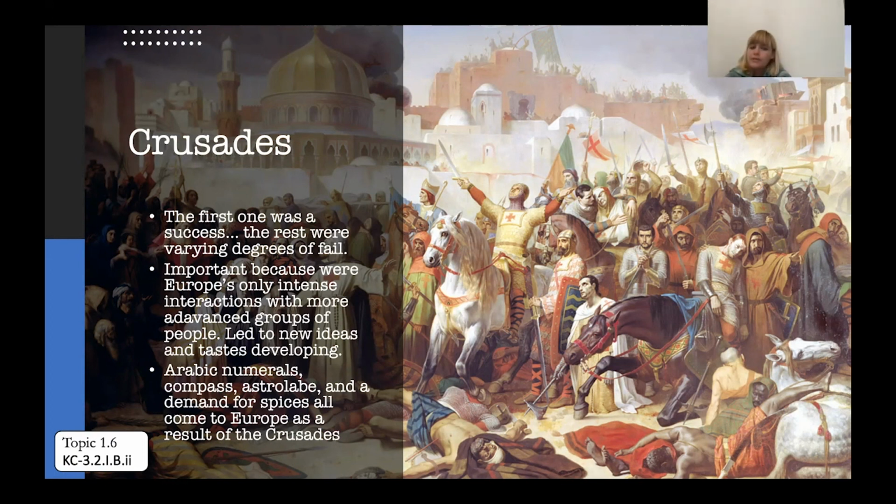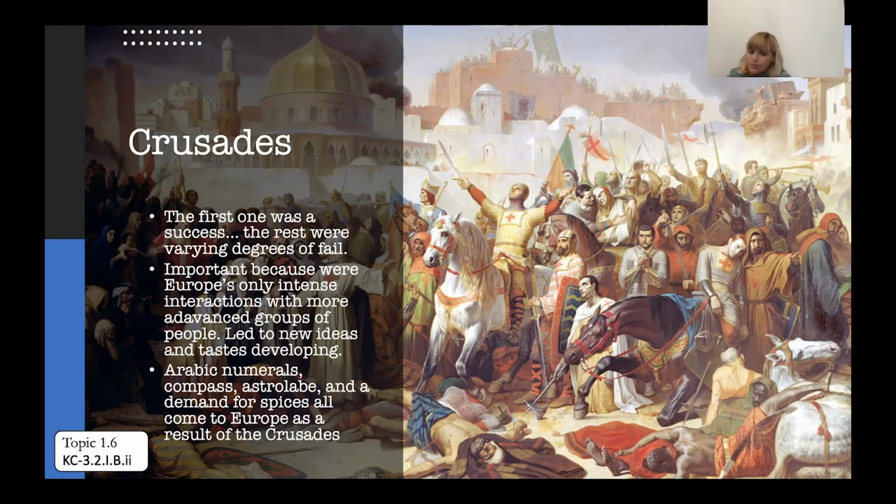But what you do need to know is that this is really important because for the first time, Europe is going to figure out that they're far behind. And there's a lot of cool stuff coming out of Asia and Africa and the Middle East. And Europe wants a piece of that pie, okay? So what's going to happen is that Europeans are actually going to develop a taste for luxury goods, especially pepper. Europeans love pepper. And pepper is going to come out of Southeast Asia, okay?